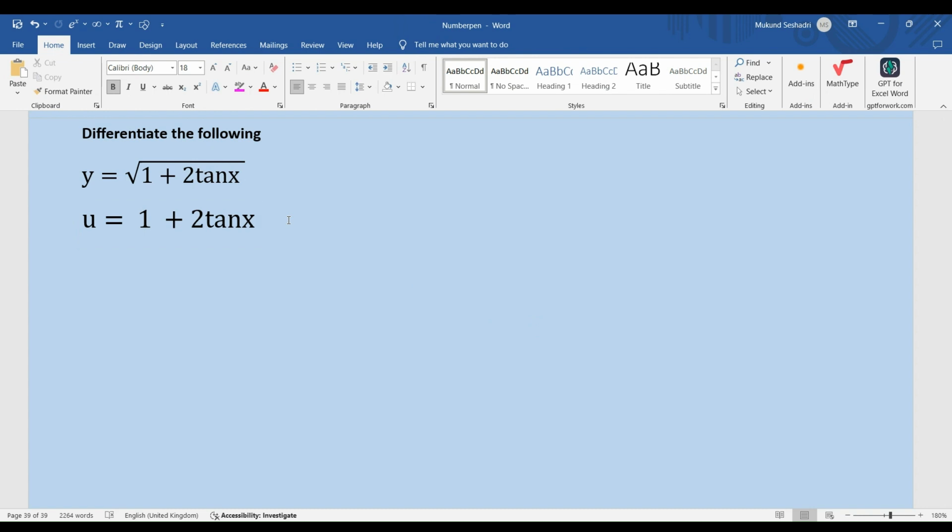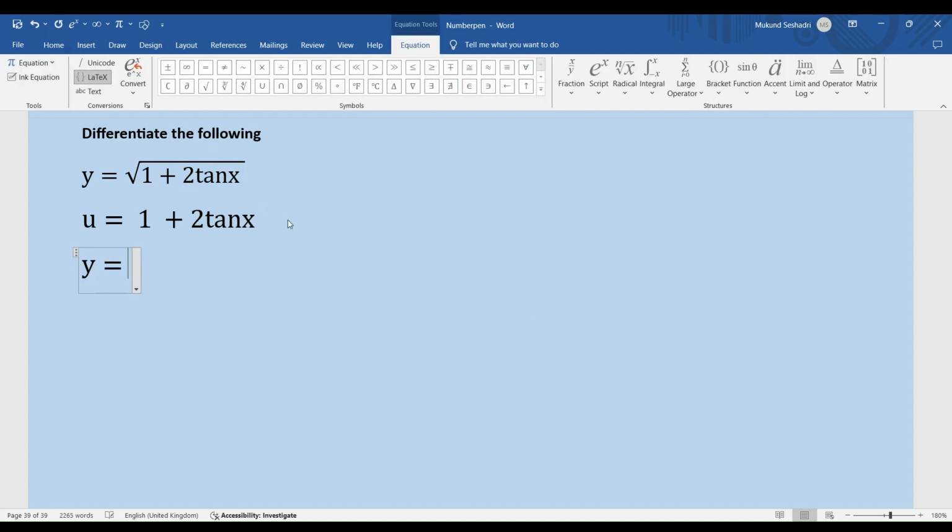So when I do u equals 1 plus 2 tan x, what is my y? My y is reduced to root of u, right? So we know the derivative of a square root function, and it is useful to know this by heart. d by dx of root x is 1 by 2 root x, right? So let's write that out in the next step. So my dy by du now becomes 1 by 2 root u, right?